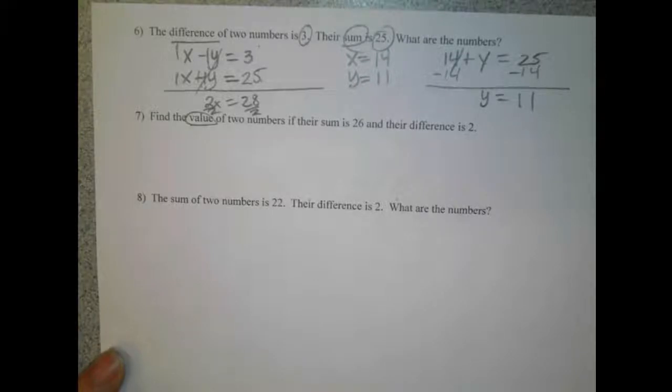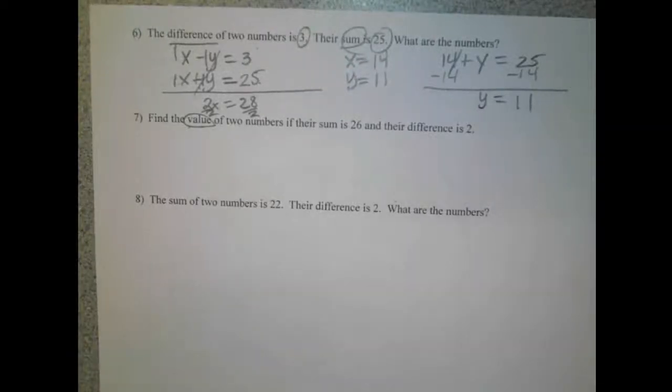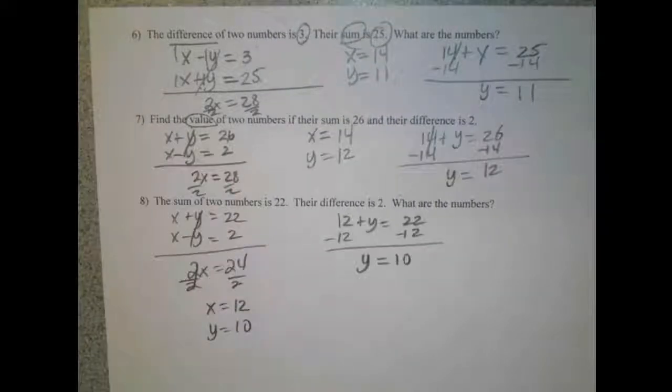Okay. For numbers 7 and 8, we're looking at the value of two numbers. And it's exactly the same thing. So 7 and 8 are exactly like number 5 and 6. Go ahead and do 7 and 8. I'll give you the answers shortly, and then I'll give you the answers to the rest of the worksheet from yesterday. Check your answers. If they're not the same, write the correct answers. I'm going to give you 30 seconds to do that, and then I'm going to show you the answers. You're writing the answers only.